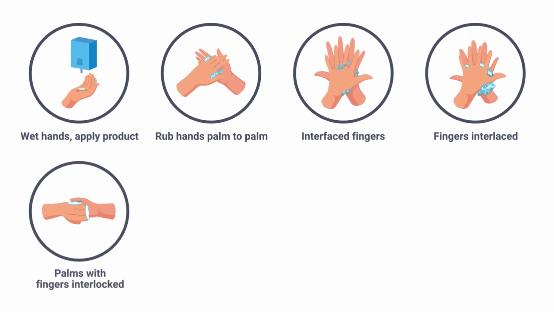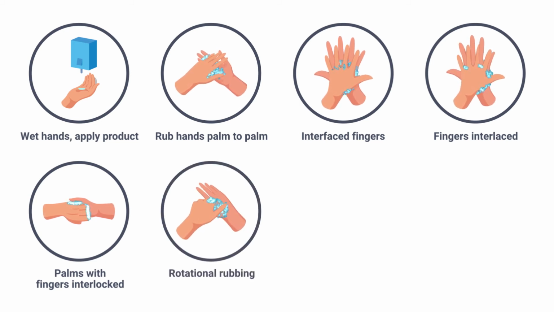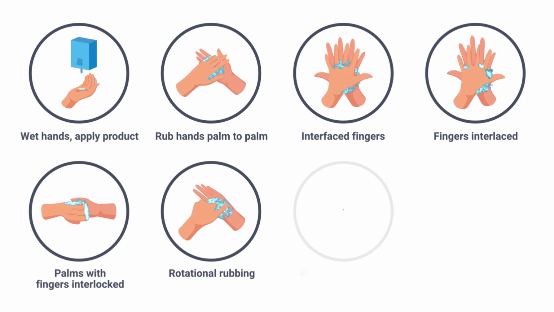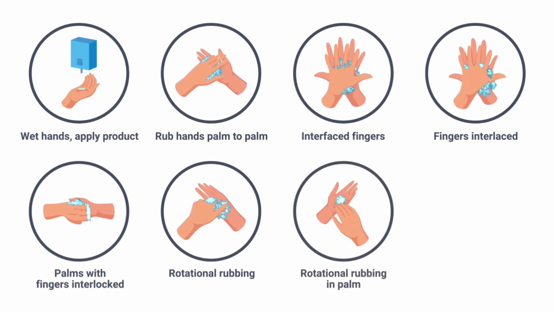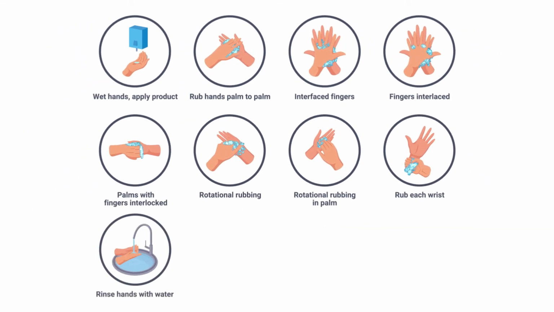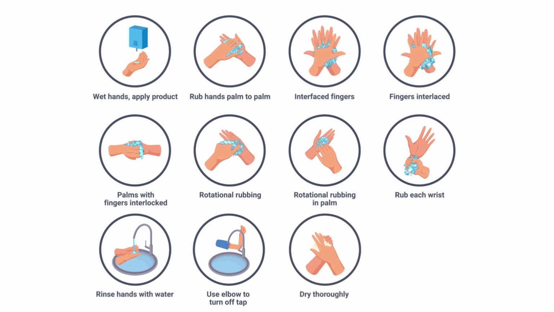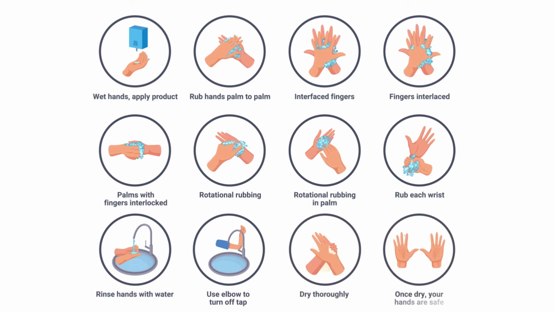5. Backs of fingers to opposing palms with fingers interlocked. 6. Rotational rubbing of left thumb clasped in right palm and vice versa. 7. Rotational rubbing backwards and forwards with clasped fingers of right hand in left palm and vice versa. 8. Rub each wrist with opposite hand. 9. Rinse hands with water. 10. Use elbow to turn off tap. 11. Dry thoroughly with a single-use towel. 12. Once dry, your hands are safe.